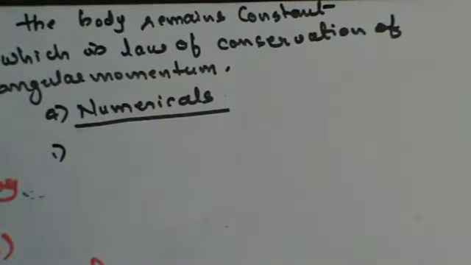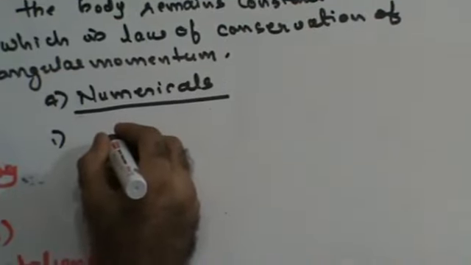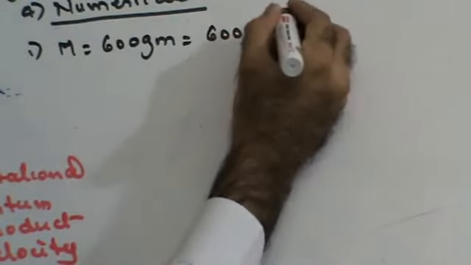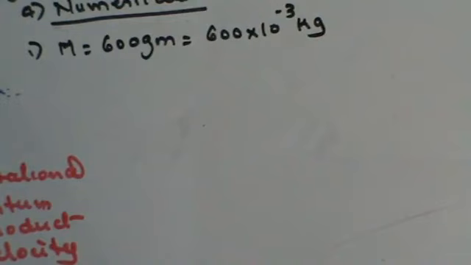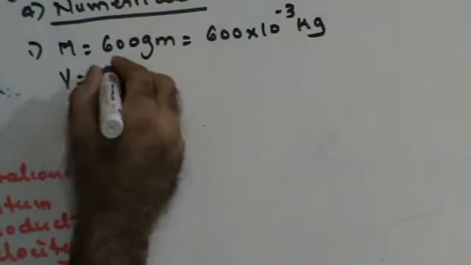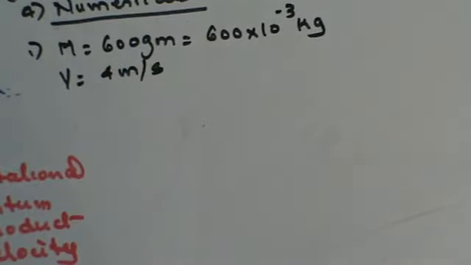A disk of mass 600 grams is rolling on a horizontal surface with uniform velocity of 4 meters per second. Calculate its total kinetic energy.